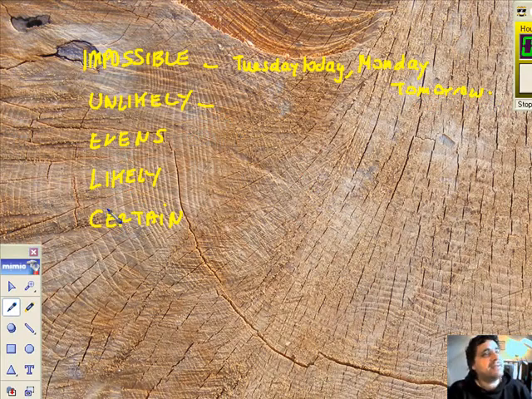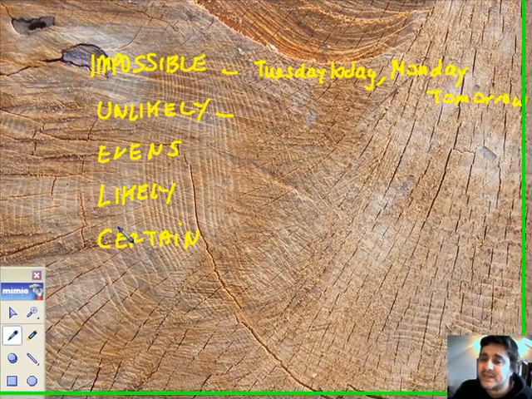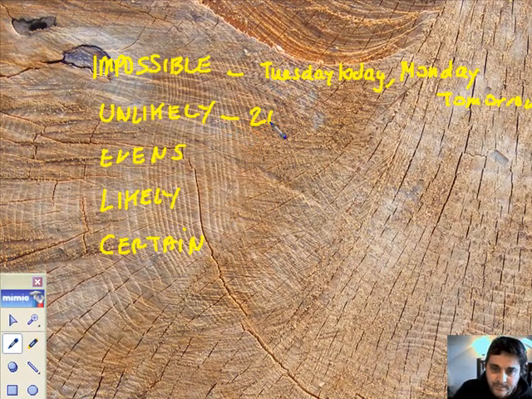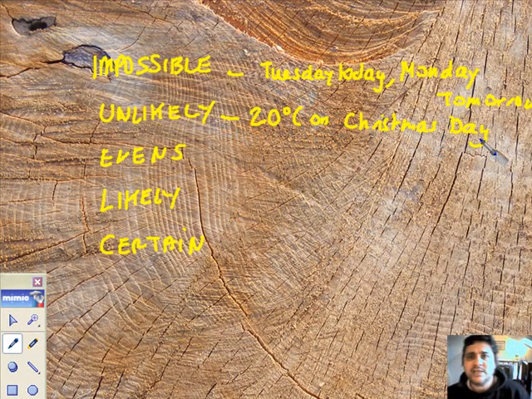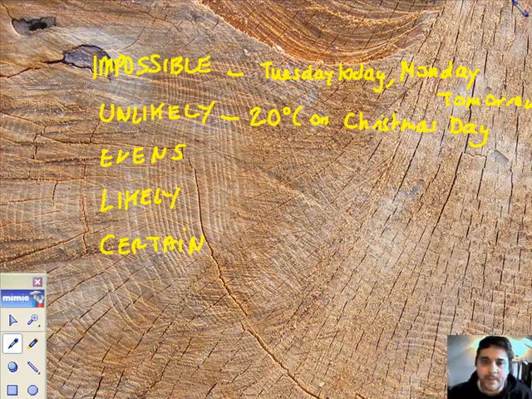Here's an unlikely event. It shall be 20 degrees C on Christmas Day. Why is that? Well, we're in the winter. You're unlikely to reach temperatures of 20 degrees C in the UK on the 25th of December. So unlikely, you can't say it's impossible. It's just an unlikely event. So that's quite descriptive for that one.